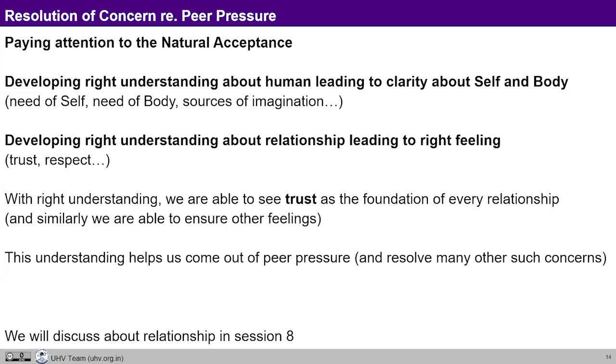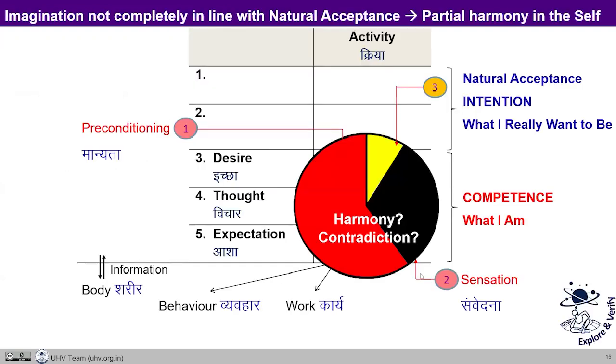Now we can just give one example here. With right understanding, we are able to see trust as the foundation of every relationship, and similarly, we are able to ensure other feelings. This understanding helps us come out of peer pressure. So understanding of relationship, understanding of the need of the self and the body, helps us come out of peer pressure. And when we talk about relationship in session 8, we'll discuss this further.